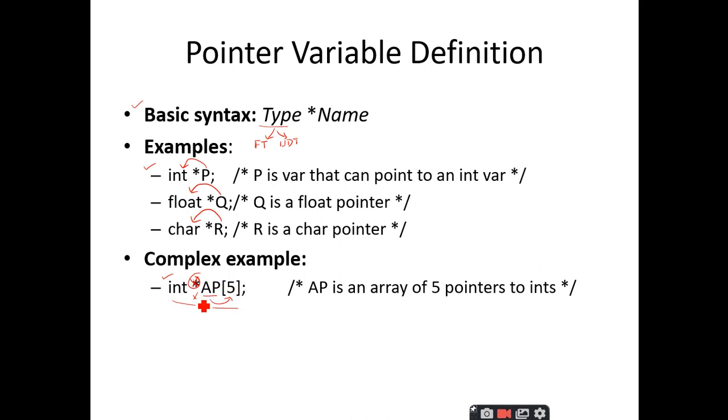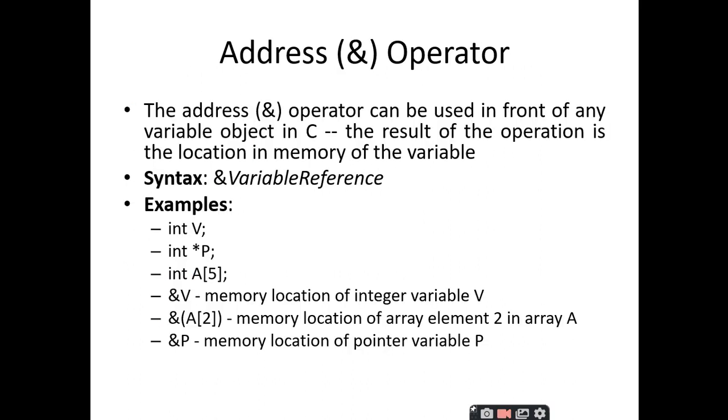But if I include the star mark here, ap is an array of 5 elements and all the 5 elements are integer pointers. This is how you have to read it. So ap is an array of 5 pointers to ints. Like this we have some complex notations in pointers.